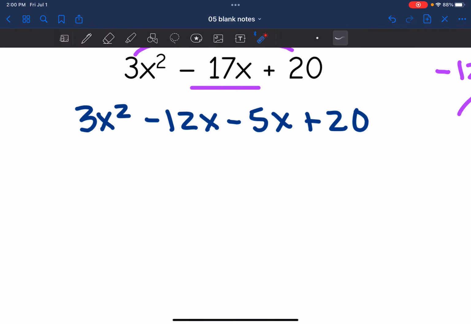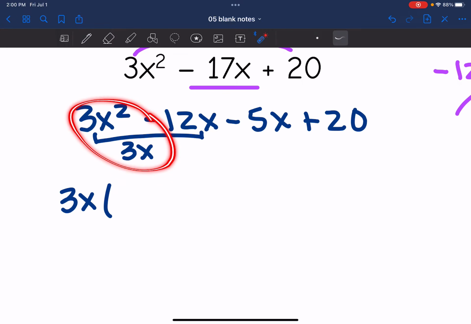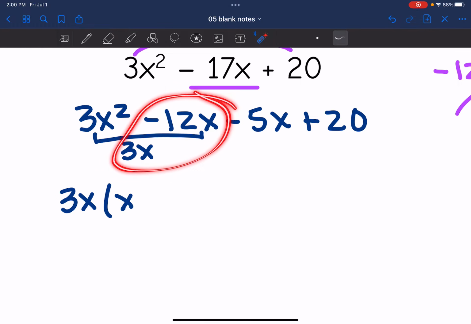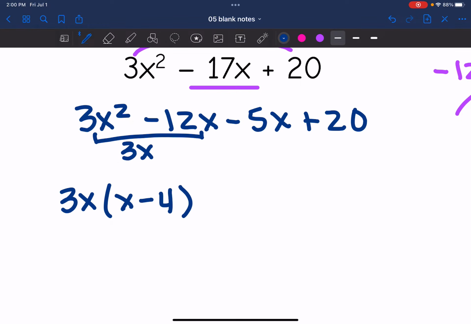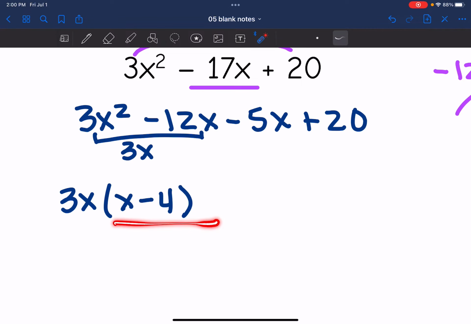And now that it's 4 terms, I can factor this by grouping. So the GCF of this first group would be 3x. And then I'm left with 3x squared divided by 3x is x, and negative 12x divided by 3x is negative 4. Okay, notice my common binomial is an x minus 4, so it's a positive minus. Right now this group is a negative plus. I need to change it to be the opposite so the common binomials match.